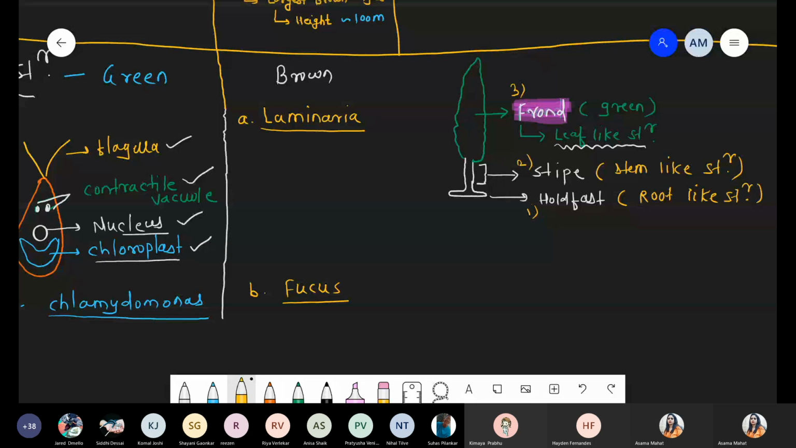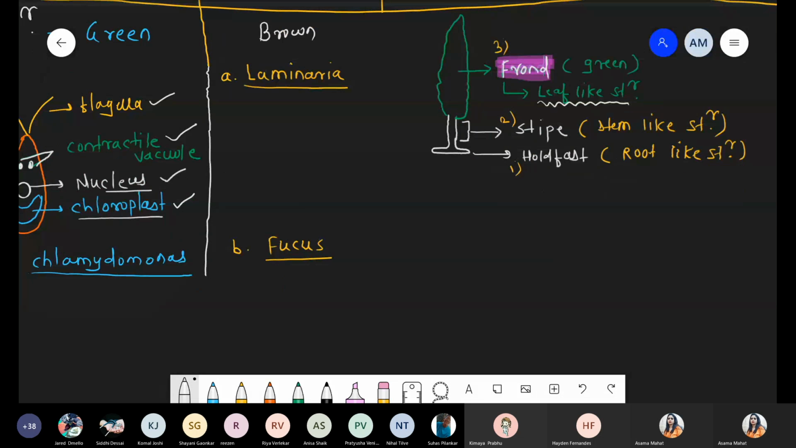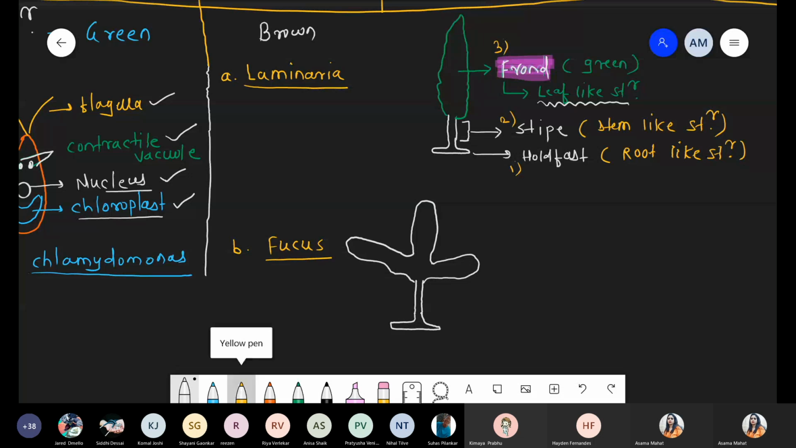So next we are talking about Fucus. Again, we are taking the diagrammatic representation for Fucus. So it has the holdfast like this. Again, it has the stipe. And finally, it has the frond. But the frond has a branched structure like this. Okay. And the very unique property is that it has air bladders. Air cavities are present in the frond. So quickly I am giving the names.